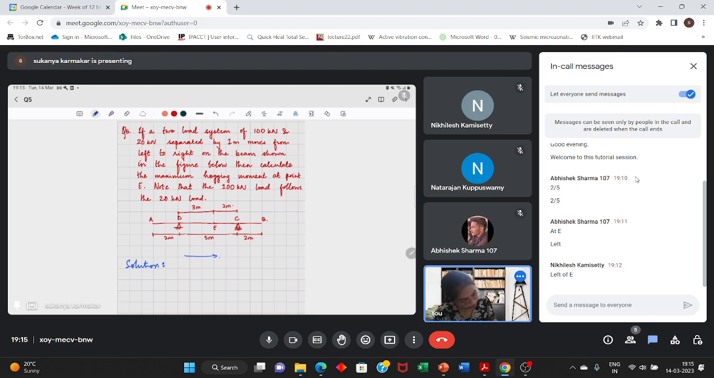So 100 kilonewton and 20 kilonewton separated by a distance of 1 meter, and it is moving from left to right. So first, what will I do? First, you will have to draw the influence line diagram for the bending moment at point E. So similarly, use the Mueller-Breslau principle and try to find it. I feel it's a straightforward question, so I'll give you around 5 minutes.